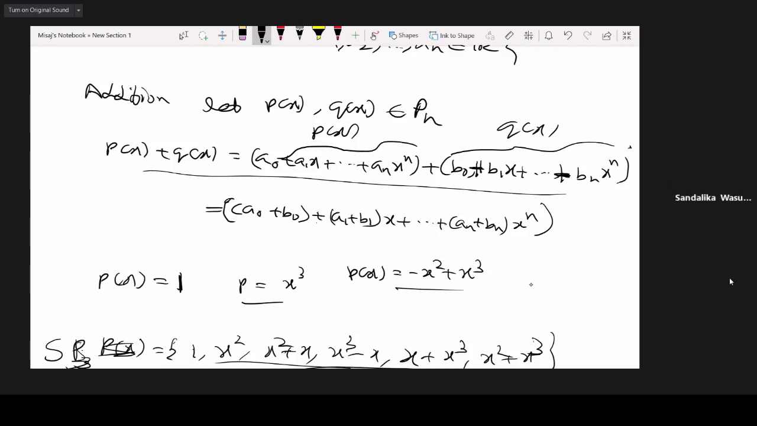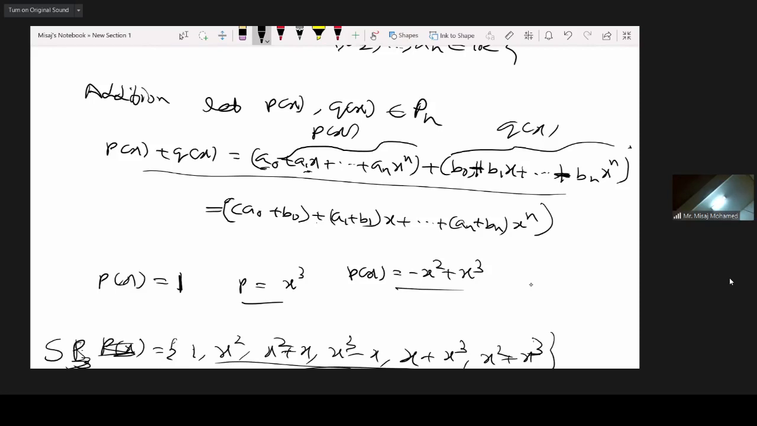Index of the x is 0. Index means, what do you mean? Not index. You are telling these are A0, A1, A2 up to An. No, sir, then x to the power 1, x to the power 2, then x to the power n. Power of x, yes. That is not index.